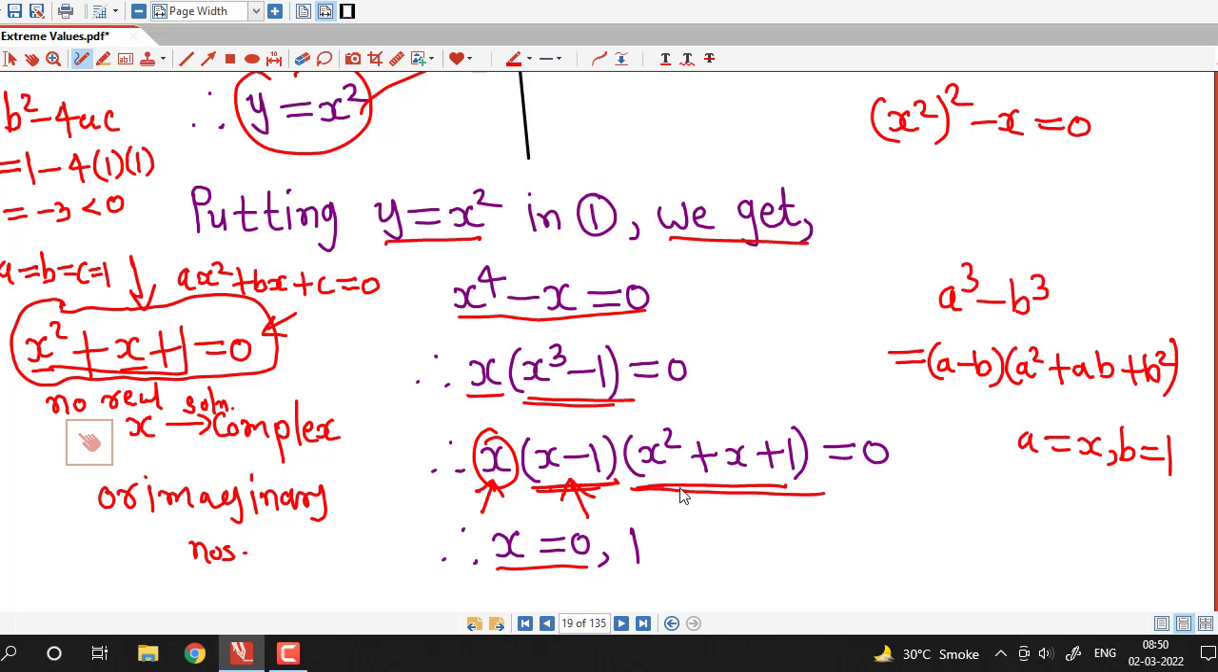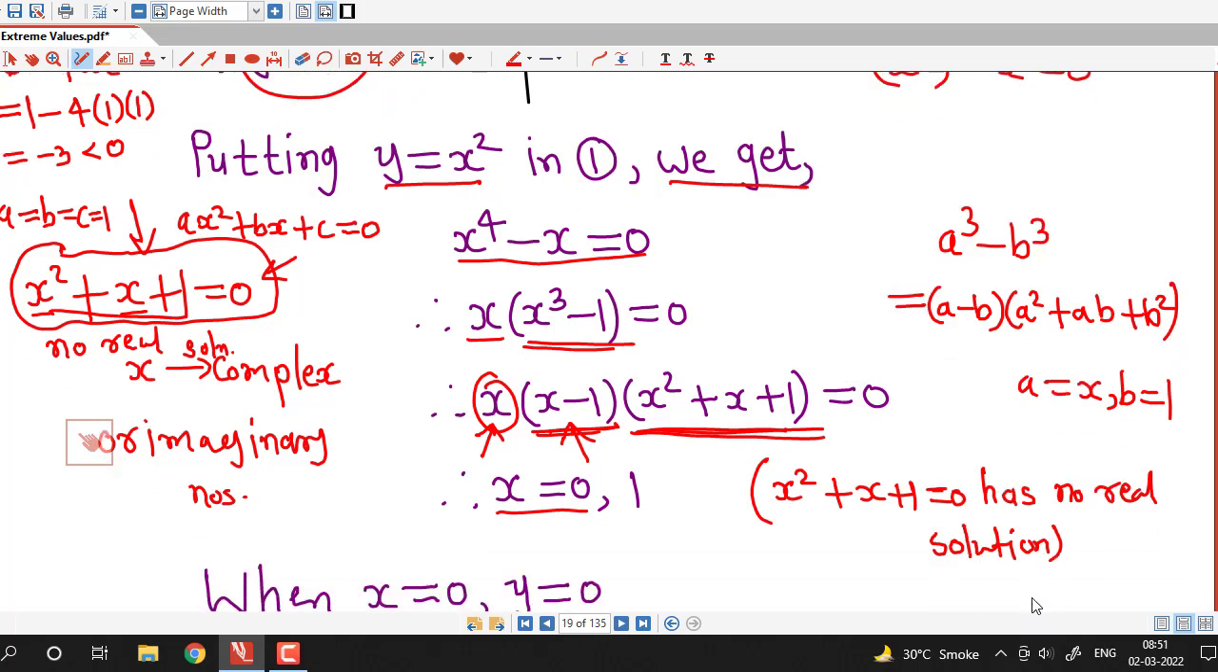So we will not consider this possibility, x square plus x plus 1 equal to 0. We can write here in the bracket that x square plus x plus 1 equal to 0 has no real solution. So we are not considering that possibility. So there are two possible values of x, 0 and 1.